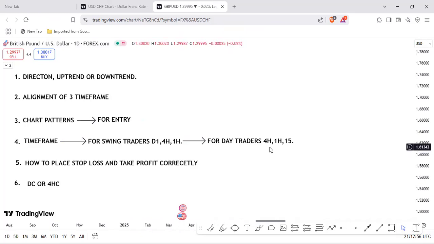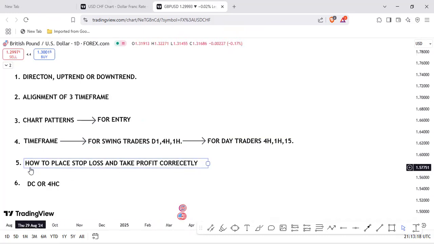So now you want to be capitalizing on 4 hours, 1 hour and 15 minutes, but you still need to check your overall big boy time frame. In this case, it should be daily or weekly. So now these are the major time frames that you can use as a swing or as a day trader. Hope you're following and you are getting it correctly. This video will be long, but I will try my best to make it fast.